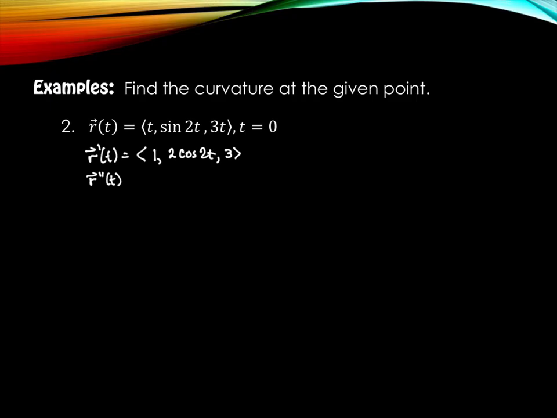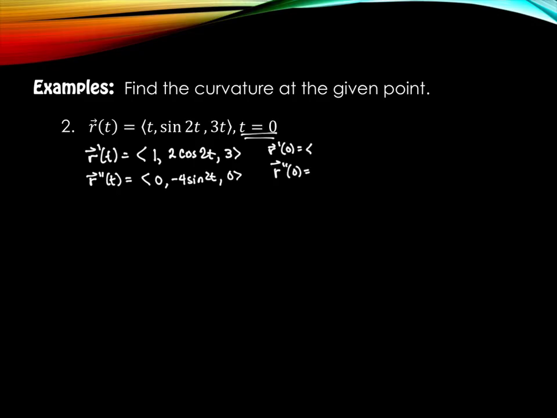I meant to put prime there, sorry. Second derivative, so make sure your notation's not messed up because mine was. So the first one we just found was R prime of t, now we're doing R double prime. So what's the derivative of this one? Well, 0, and then negative 4 sine 2t, and 0. And we're going to be evaluating all of this at 0 because it tells you t is equal to 0. So over here, I'm going to find those values at 0. So R prime of 0 and R double prime of 0.